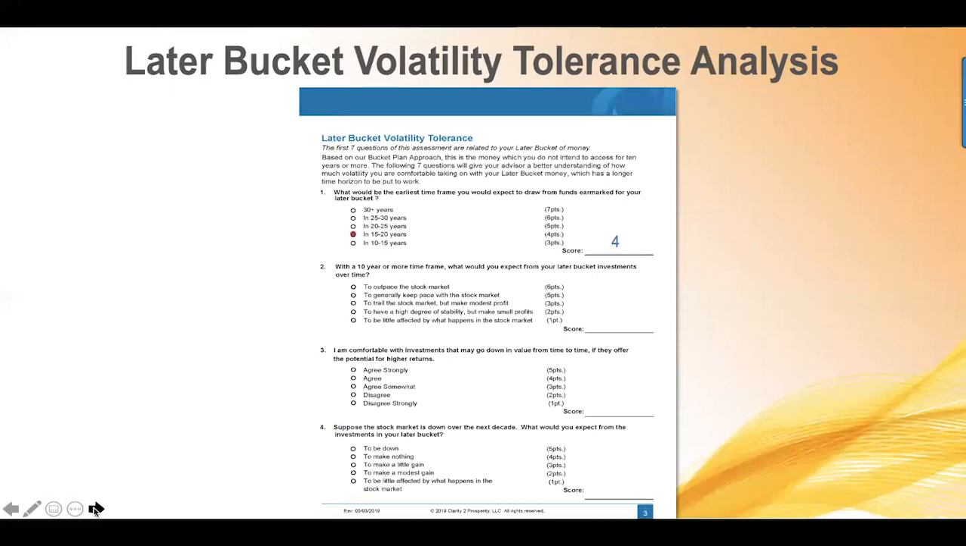And then secondly, with a 10-year or more time frame, 15 years or so that we talked about, what would you expect from your later bucket investments over time? There are 5 different options. You can read them here. Outpace, generally keep pace with the market, trail it but make modest profit, have a high degree of stability but make small profits, or be little affected by what happens in the market. Well, Casey, you follow the market. What do you think here? Yeah, I think I'd be most comfortable keeping pace with the market. Okay, good. So, generally keep pace with the market.